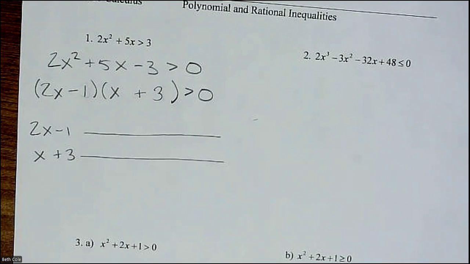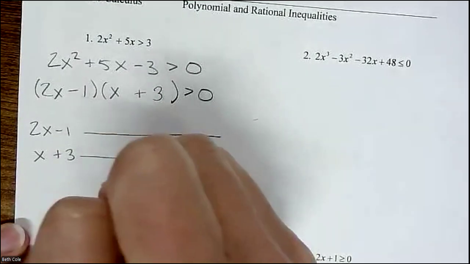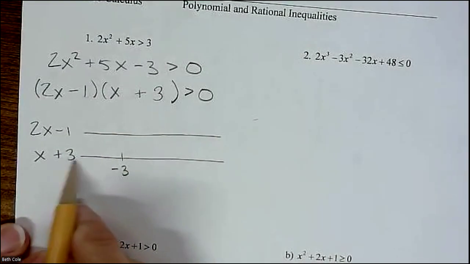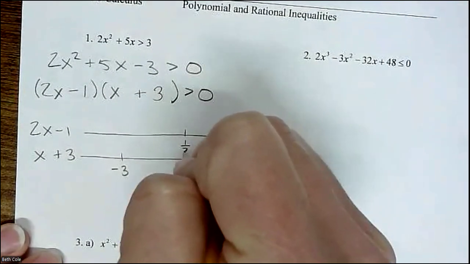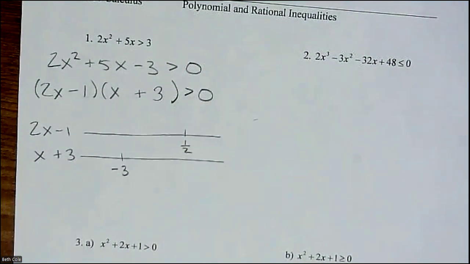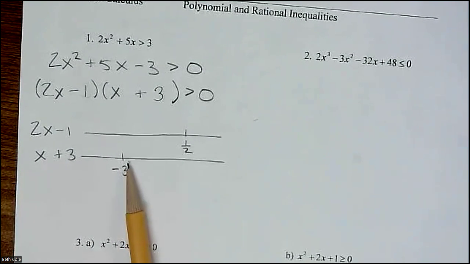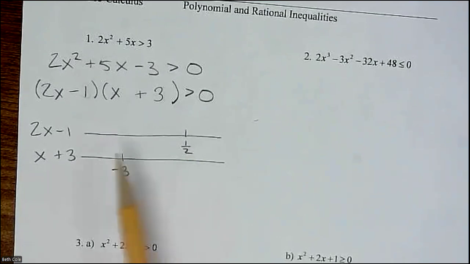Those answers that we just talked about, which are called the zeros, are what's going to go on your number line. Now I'm going to put -3 here on this number line and then 1/2 here. Why did I space them like that? Well, it's because -3 is smaller than 1/2. They need to go smallest to biggest because they're number lines. Do you follow what I'm saying here?